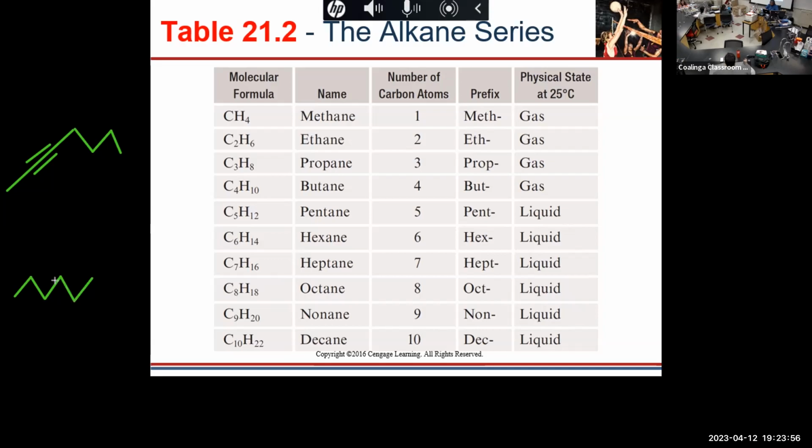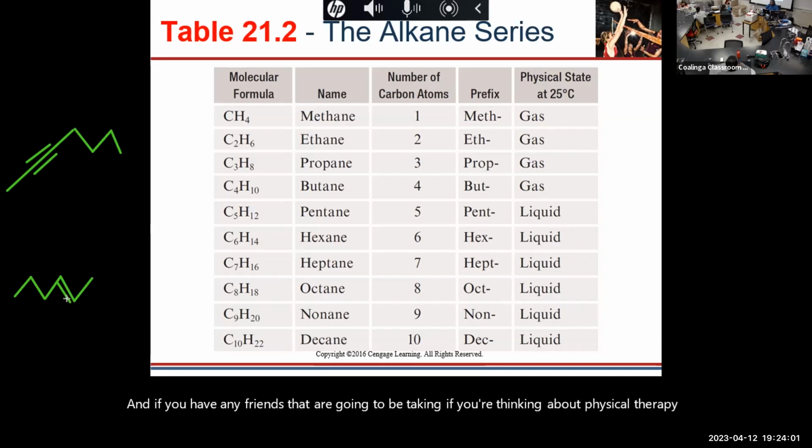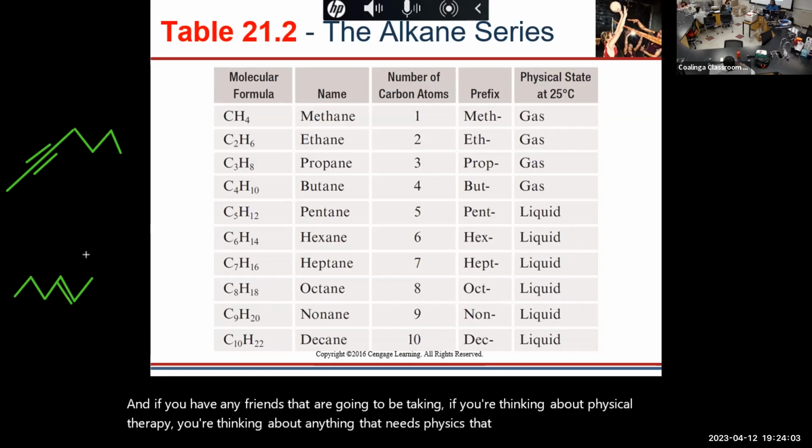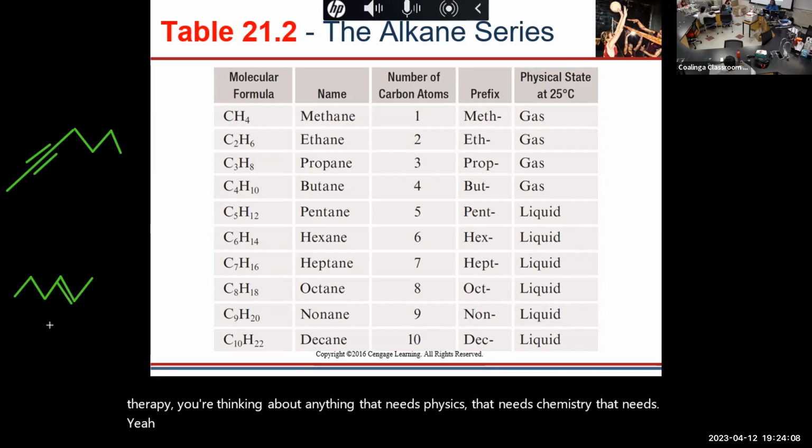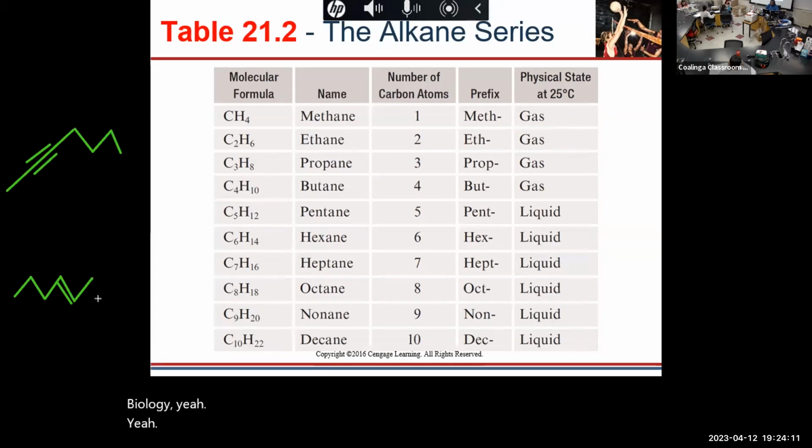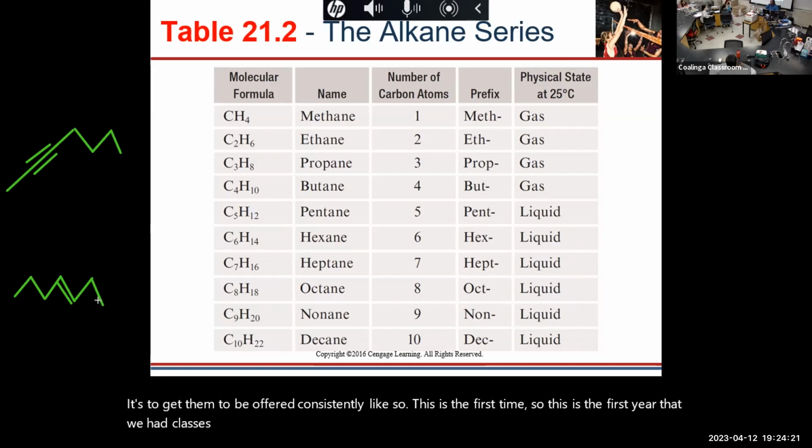Many friends are taking physical therapy, anything that needs physics, chemistry, biology. To get more physics classes? It's to get them to be offered consistently. This is the first year that we had classes. I worked on all of those classes here at Kalinga or Lamar? Here at Lamar. Kalinga doesn't have a lot. Yes, it doesn't have very much, right?